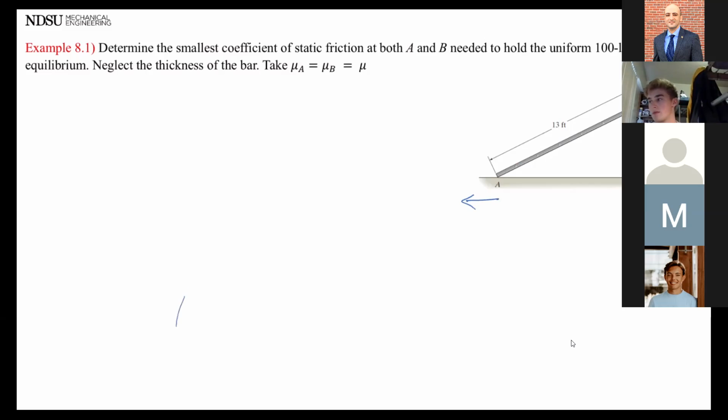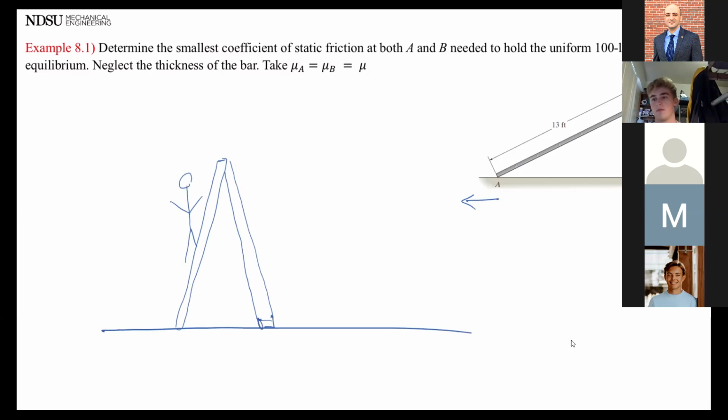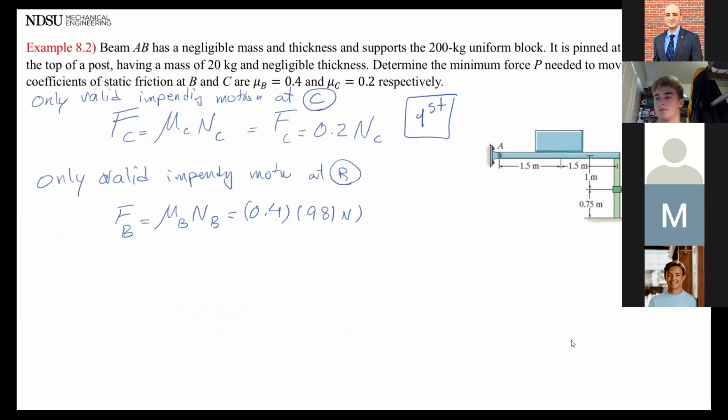But the book has this example of a person climbing on a ladder. This person is going up on the ladder, and you want to know which leg of the ladder is going to slide first. You don't know. It might be both at the same time. It might be A going first. It might be B going first. So in situations like that, you have to try both of them. You have to test. So first, you do this one without using the second one.